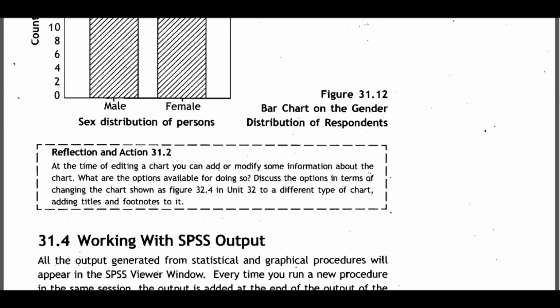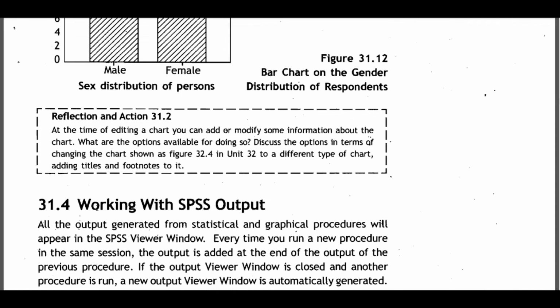Reflections and action 31.2. At the time of editing a chart, you can add or modify some information about the chart. What are the options available for doing so? Discuss the options in terms of changing the chart shown in Figure 32.4 in Unit 32, to a different type of chart, adding titles and footnotes to it.